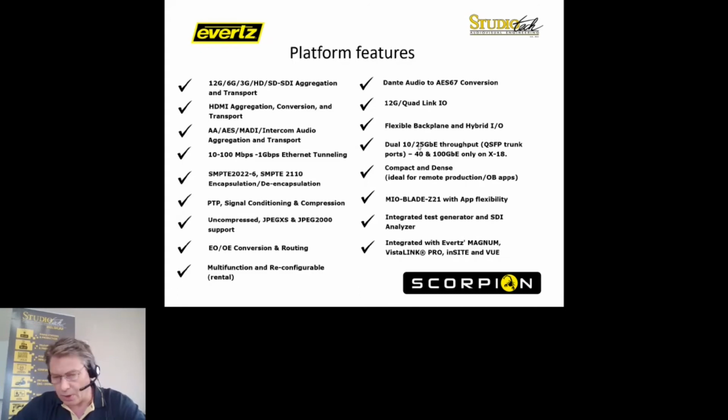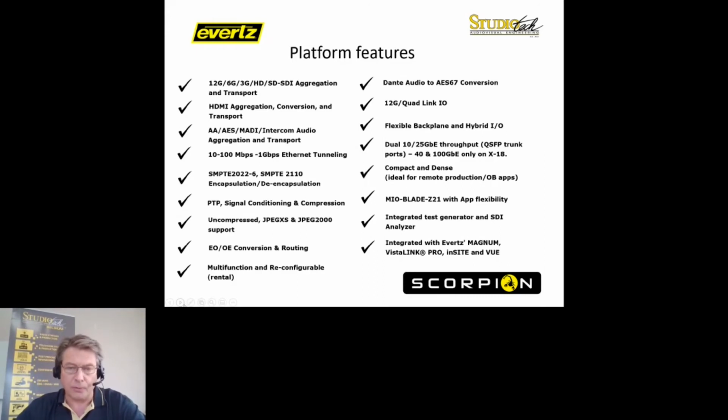All Scorpion products, because we have 4 in total, all the Scorpion products have integrated test generator and SDI analyzers. The platform is completely controlled by Magnum, Evertz Magnum. Magnum is already a long time control system for all Evertz solutions in the market. It can be controlled by Vistalink Pro, which is the network management system from Evertz, through SNMP. It's as well through Insight and View. Insight is the big data analytics software that Evertz is using on all IP related installations in the world.